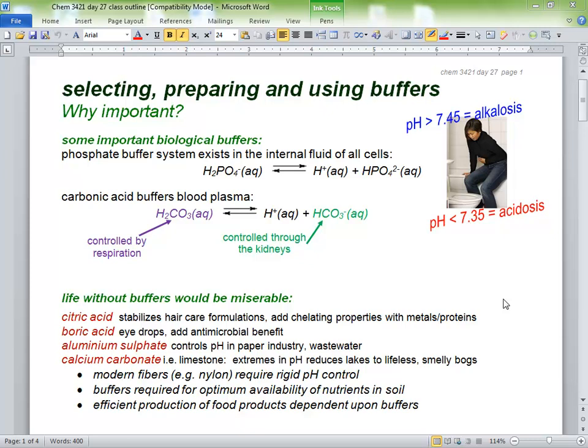So a lot of this stuff, like these weird acids that you maybe never have heard of before, they're all buffers, okay? Because they're not members of the 6.